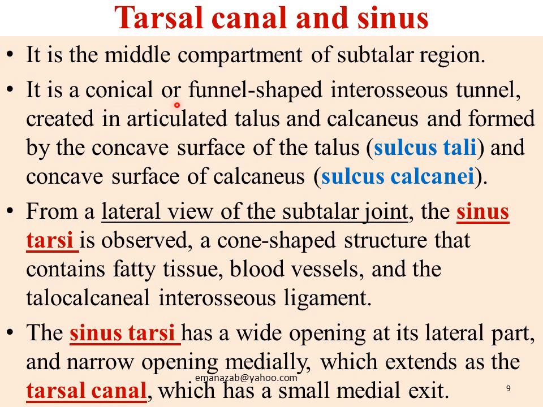It is a conical or funnel-shaped interosseous tunnel created in articulated talus and calcaneus and formed by the concave surface of talus, which is called the sulcus tali, and concave surface of calcaneus, which is called the sulcus calcanei. From a lateral view of subtalar joint, the sinus tarsi is observed, a cone-shaped structure that contain fatty tissue, blood vessel, and talocalcaneal interosseous ligament.